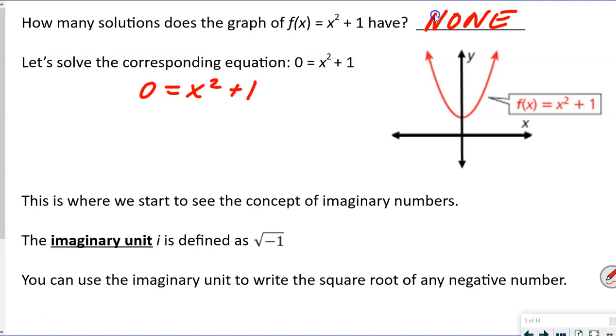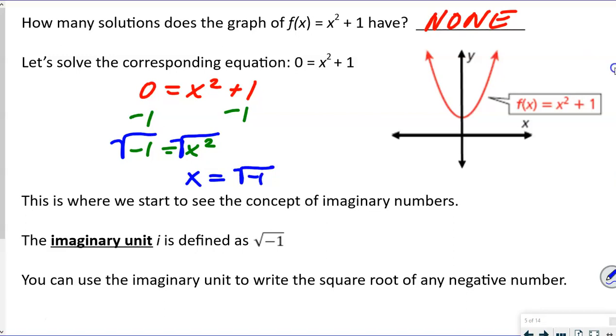So what do we do first? We subtract the 1 from both sides, right? So we got -1 now equals x squared. How do we get rid of an x squared, guys? Yep, you got it. We're going to take the square root of both sides, right? So now we have x equals the square root of -1. So prior to this point in your math life, could you take the square root of a negative number?